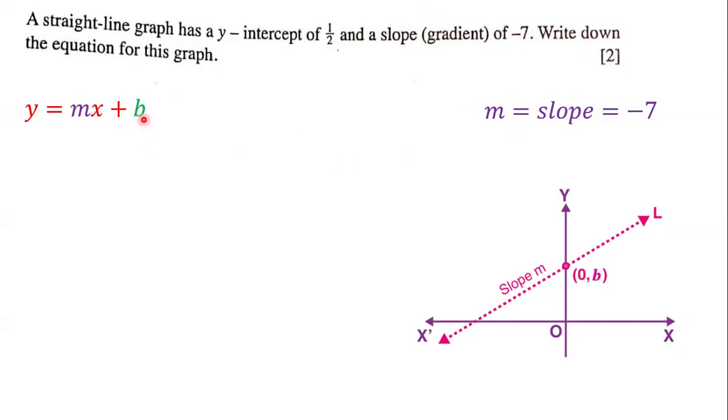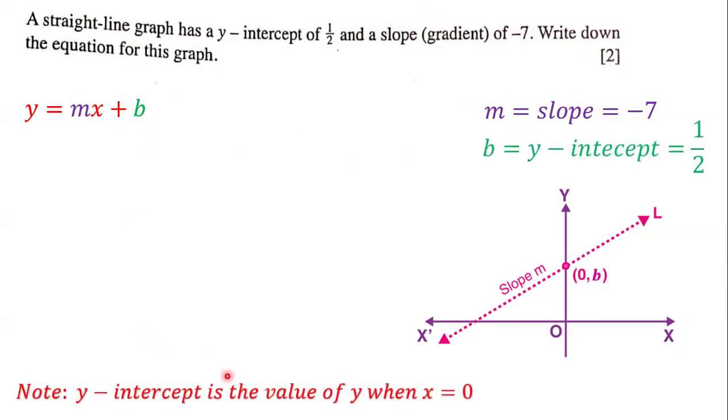But what is b? Well, b is definitely the y-intercept. And the y-intercept is the value of y when x is equal to 0. So the y-intercept is going to be the point where this graph crosses the y-axis. And so this graph crosses the y-axis at this particular point where x is equal to 0 and the y value is equal to b. Whatever the y value is when x is equal to 0, that is the y-intercept, and that's b.